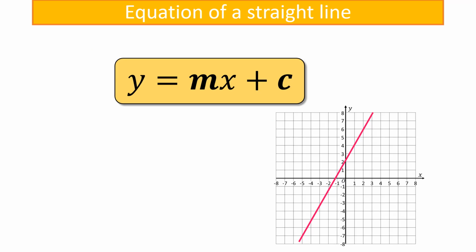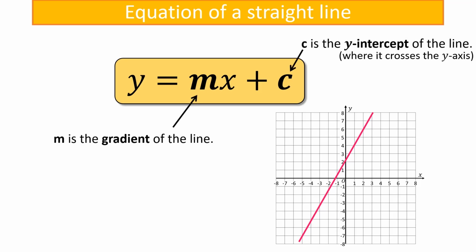So as I said before, the equation of a line is y equals mx plus c. So we already know how to work out the gradient. Now we need to know how to find the y-intercept. So m is the gradient and c is the y-intercept, which is the point where the line crosses the y-axis. So that should be quite easy. You just read it from the graph. So in my case here, the y-intercept is +2.